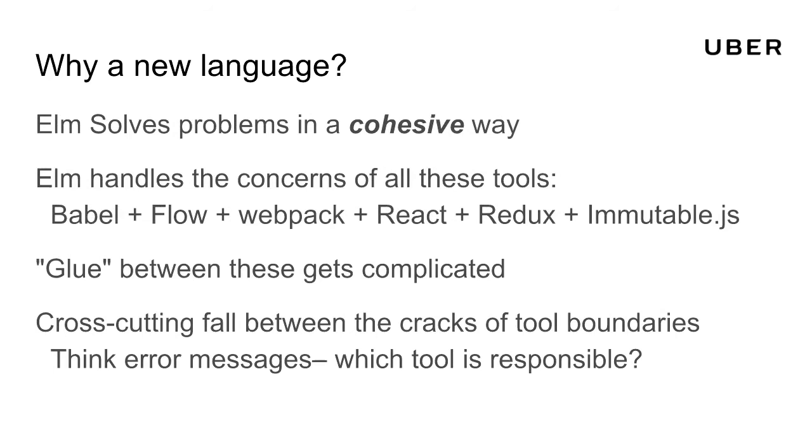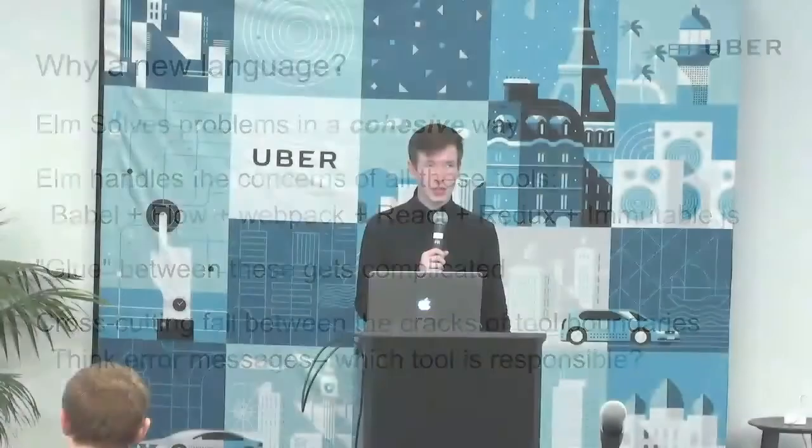And Elm solves problems in a cohesive way. To get all of the same value that Elm gives you, you need to use all of these tools. You need Babel and Flow, you use React, Redux, Immutable, and the glue between these gets complicated. If you've ever started a new web app, there's just so many options. It's really quite overwhelming. And there's a bunch of cross-cutting concerns that fall between the cracks in these different tool boundaries. So how often have you seen an error message and you're not really sure what the real cause is because you have so many layers of tools, right? Is this because Webpack is wrong? Is this because my Babel transform is wrong? It's sometimes a little bit hard to tell.